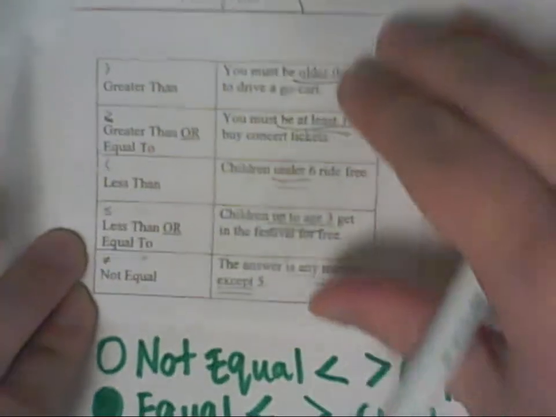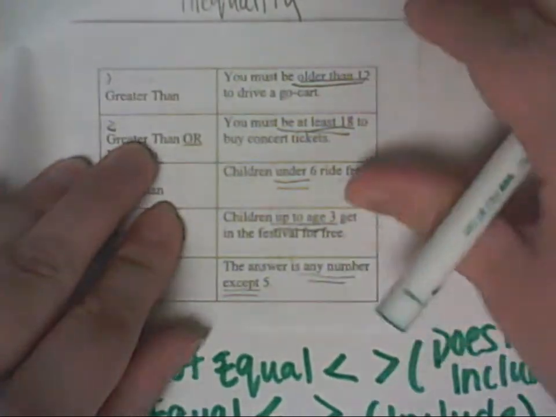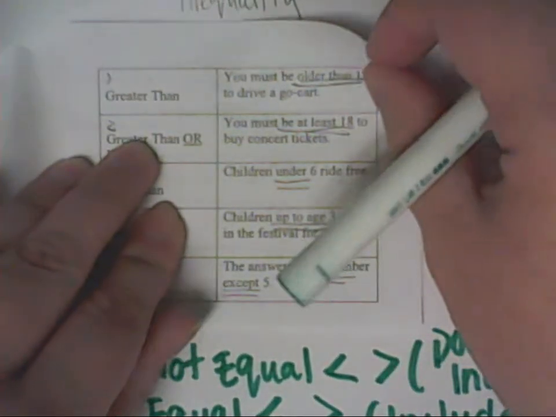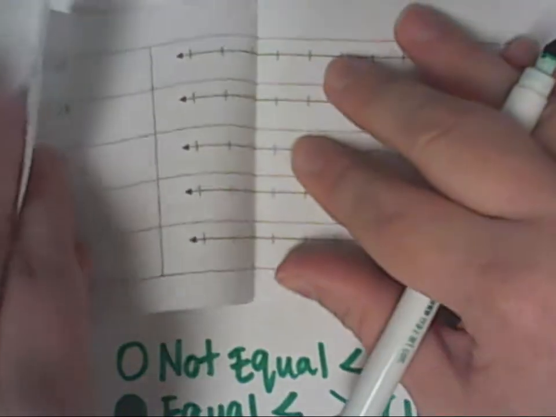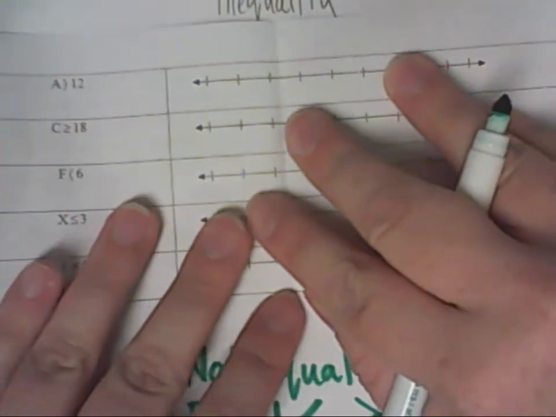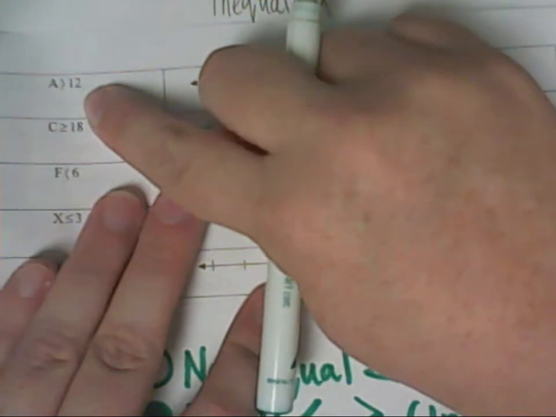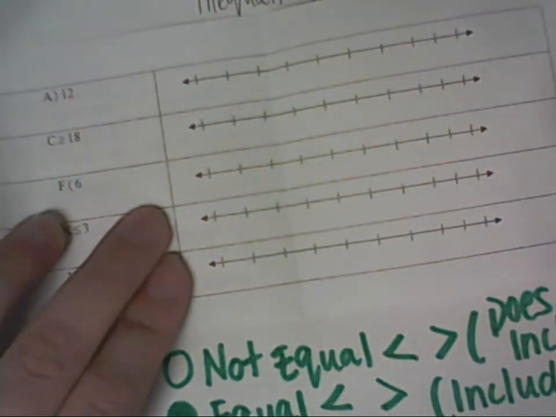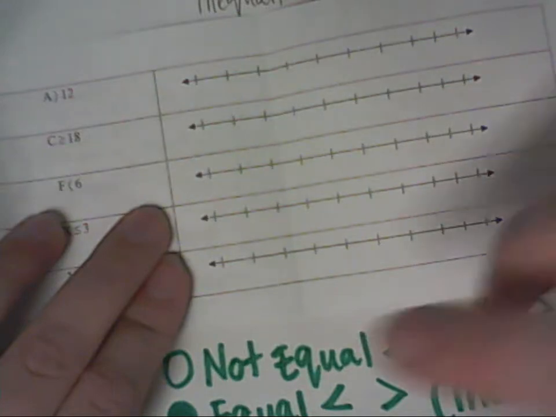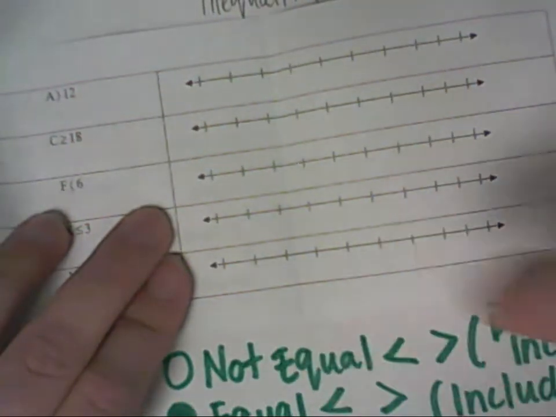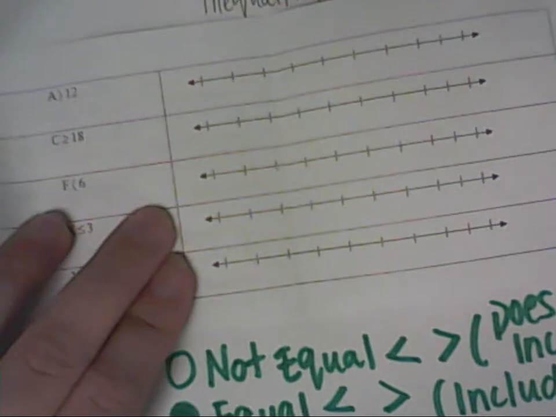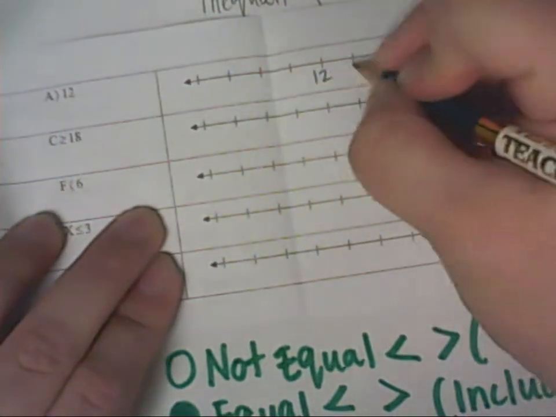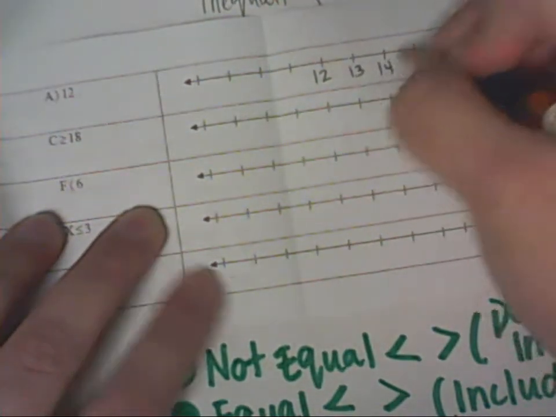Okay, so let's go ahead and look at the first one. It said you must be older than 12 to drive a go-kart. When we open it up and we look at it, we see you must be older than 12 to drive a go-kart. So does it include 12-year-olds or not include 12-year-olds? It doesn't include 12-year-olds. So we're going to make our number line, and I'm just going to put 12 in the middle and number it.